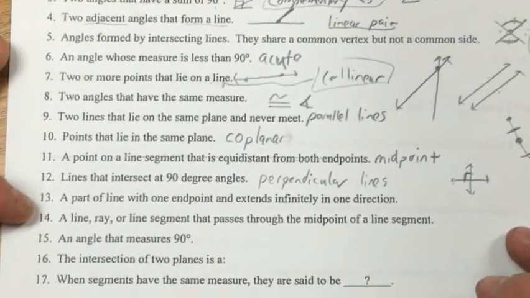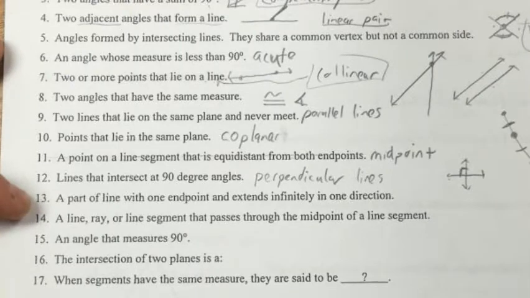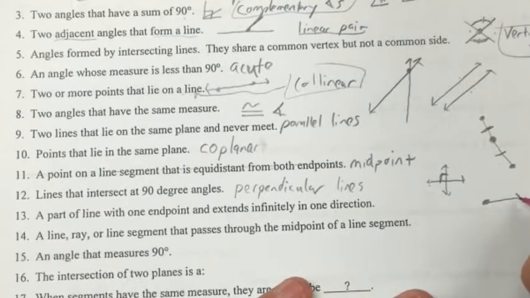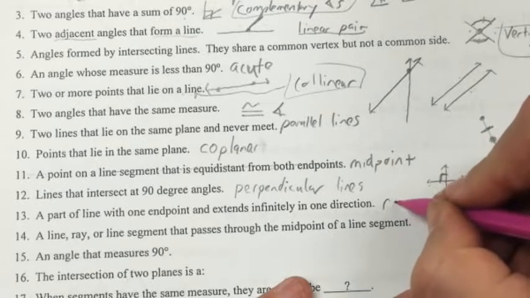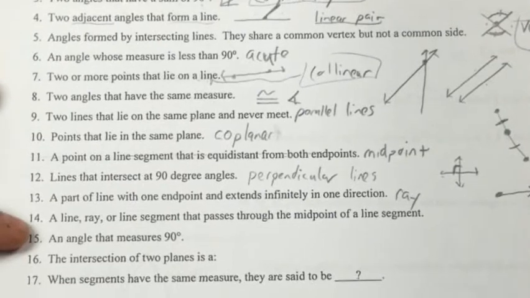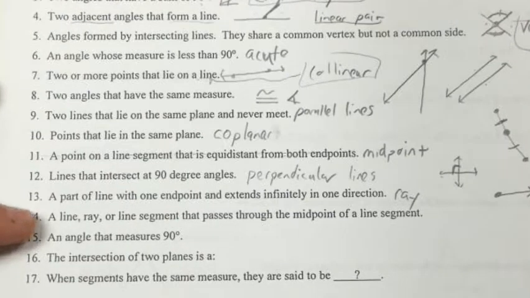Number 13, a part of a line with one endpoint and extends infinitely in one direction. Okay, so if we've got one endpoint and it goes on and on forever in one direction, that one is a ray.